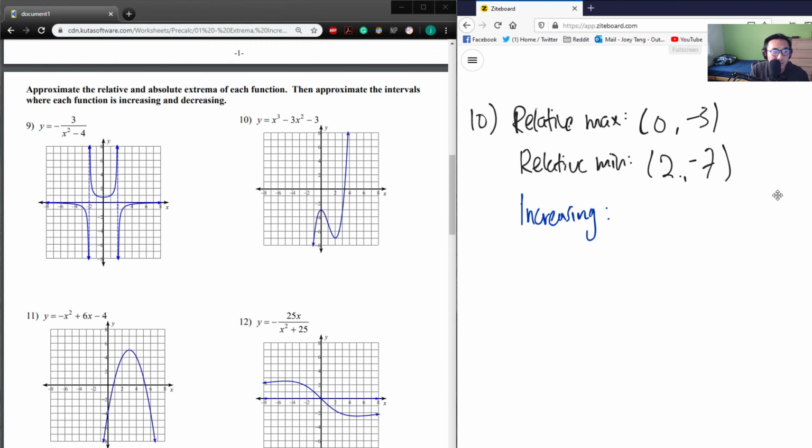So I'll shift this guy over here. Okay, so let's do my intervals of increasing. In this case, if I had a relative maximum at (0, -3), this has to be a period of increasing before a period of decreasing, right? So this is a period of increase here.